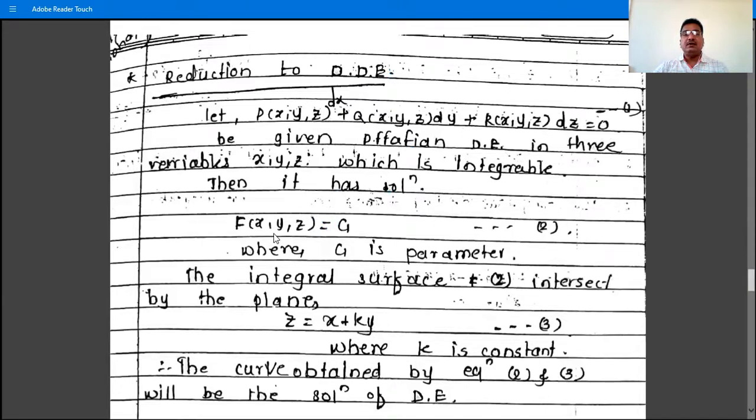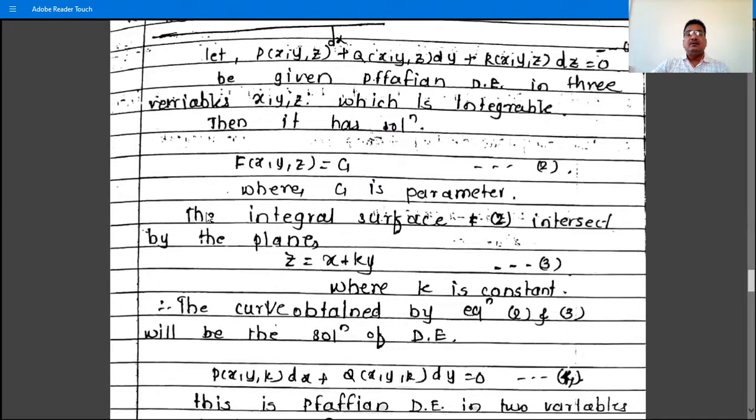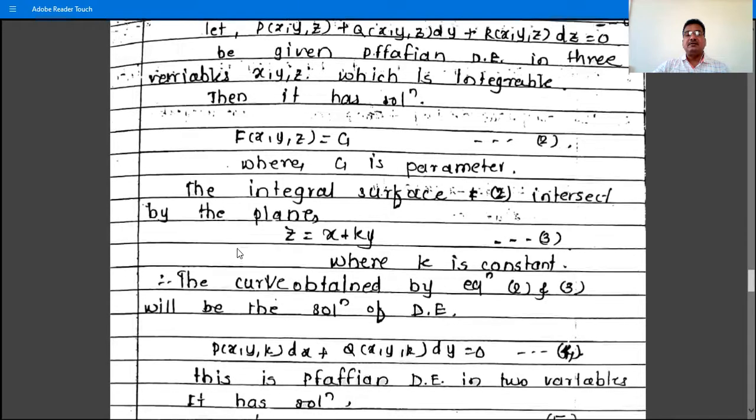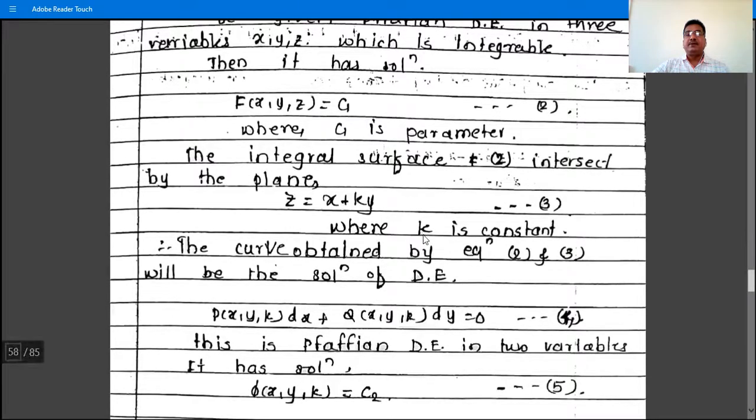Then it has a solution. As it is integrable, it has a solution. Suppose F(x,y,z) = c1, equation 2, where c1 is a constant parameter. Suppose this integral surface is intersected by the plane z = x + ky, equation 3, where k is a constant. Therefore, the curve obtained by the intersection of equations 2 and 3 will be the solution of the given differential equation.